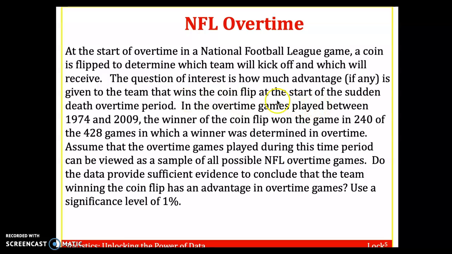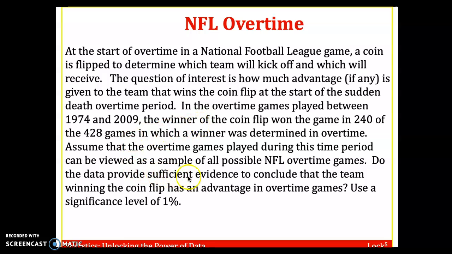So we're going to look at overtime games played between 1974 and 2009. So a big time period. But unlike the last example of baseball, football only has 16 games a year. So we only have 428 games, which is still a pretty large sample size. The winner of the coin flip won 240 of those 428 times. And we're going to assume that overtime games played during this time period can be viewed as a sample of all possible overtime games. So we're going to take this to be our sample proportion.